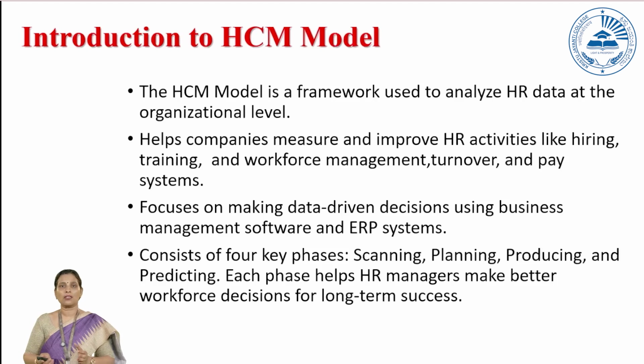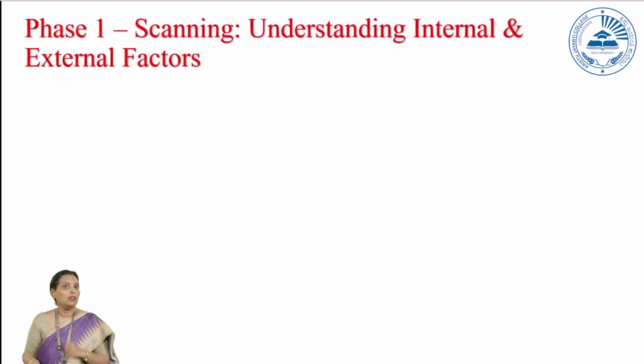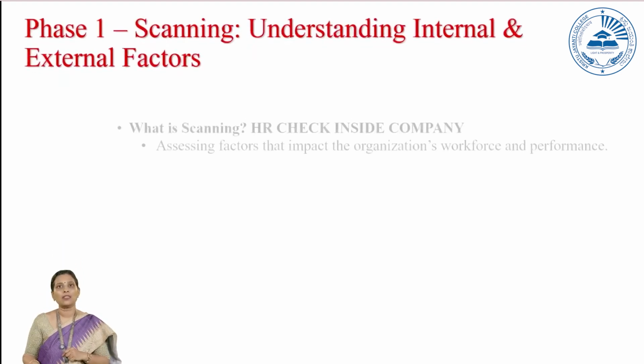So basically, this HCM model consists of 4 key phases such as scanning, planning, producing, and predicting. Each phase helps the HR manager to make a better workforce decision for long-term success. Moving on to the first phase of this HCM model, it's nothing but scanning.